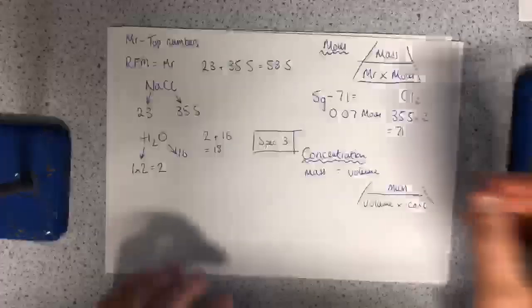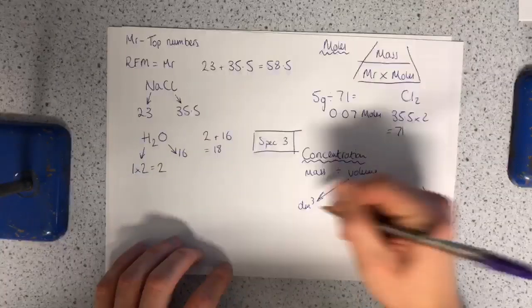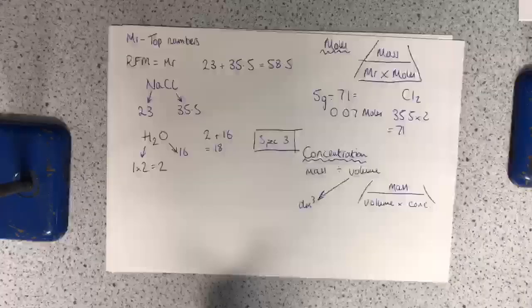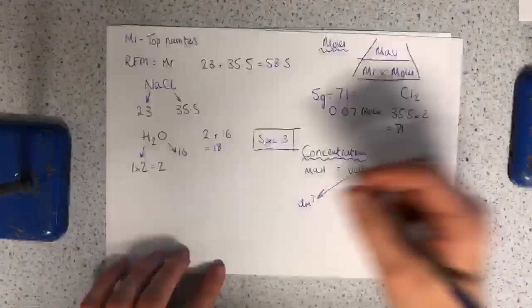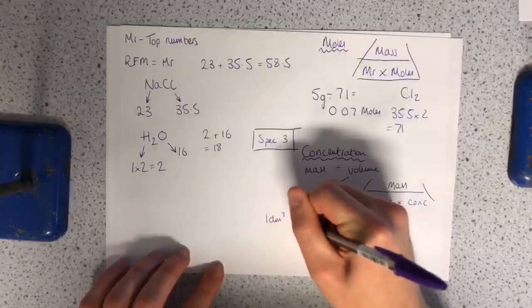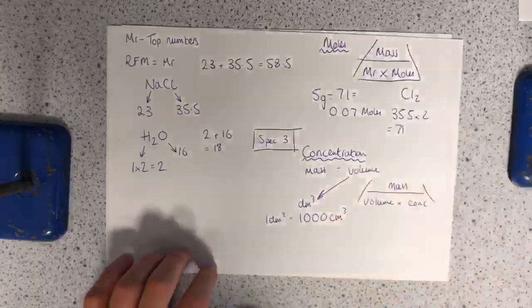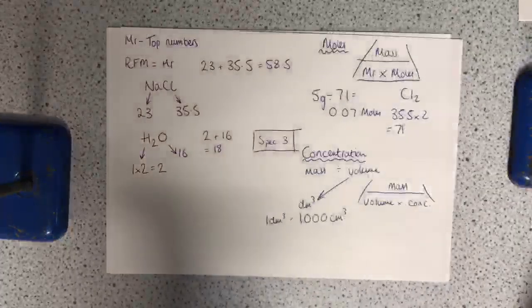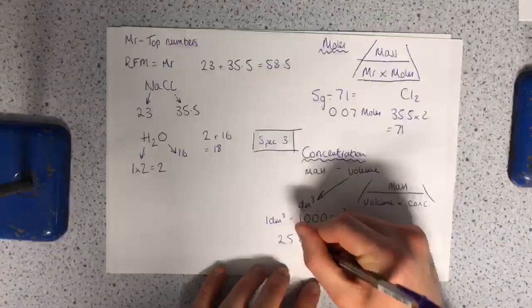Now, the thing to remember for this one is the volume. Now, this has to be in decimeters cubed. Now, with it being in decimeters cubed, you have a bit of a conversion usually to do within your answer. Now, 1 decimeter cubed equals 1,000 centimeters cubed. Now, the most common volume I've seen in questions is usually 25 centimeters cubed.